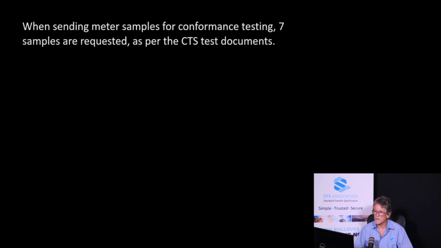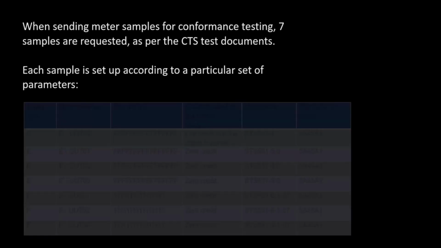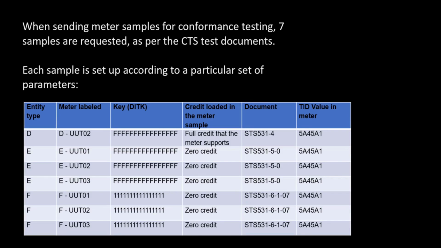When sending meter samples for conformance testing, 7 samples are requested as per the STS test documents. Each sample is set up according to a particular set of parameters, and here they are. For entity type D, the meter must be labeled DUUTO2. It must be in a DRTK mode with all Fs. It must have full credit, and the document to refer to is 531-4.